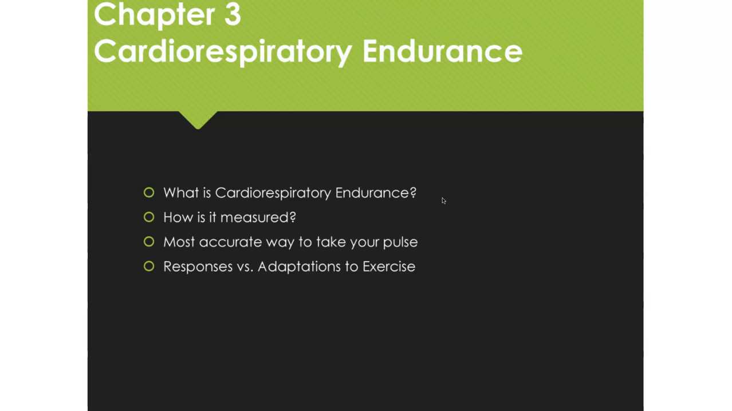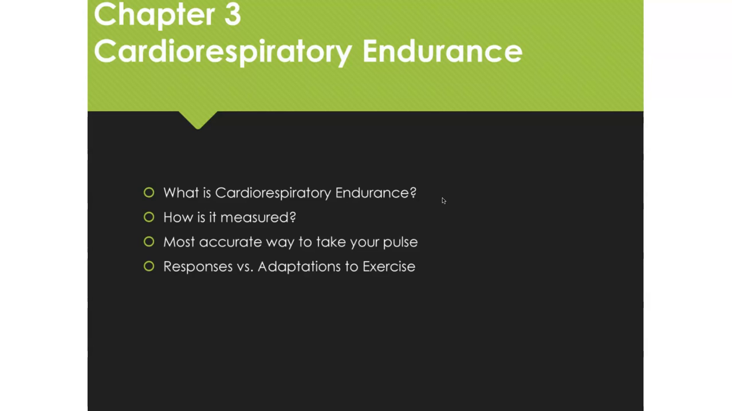For chapter 3, you need to be able to define what cardiorespiratory endurance is. Also, what ways can we measure it? More specifically, what is the most valid measurement for it? And that is the VO2 max.